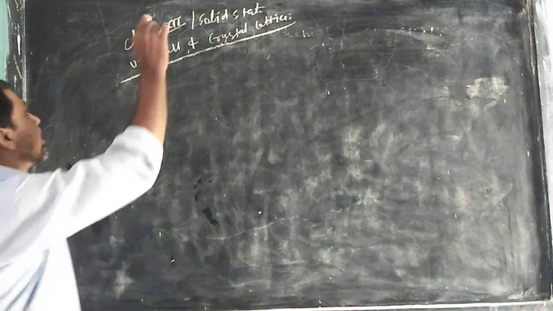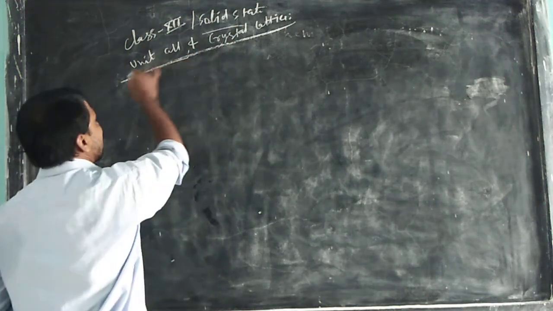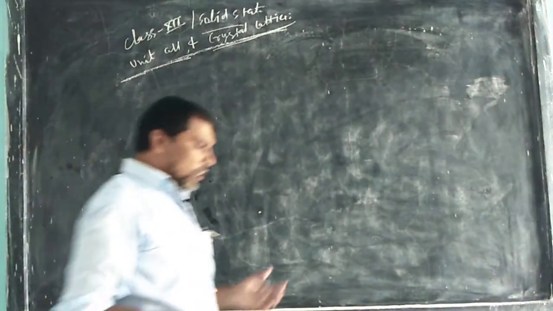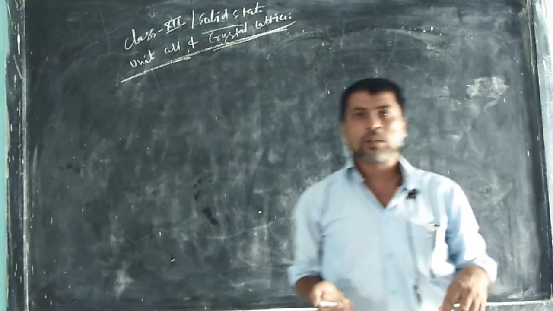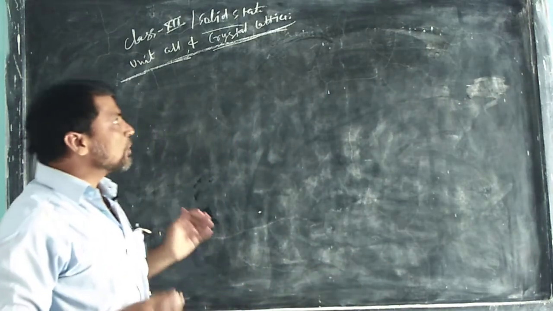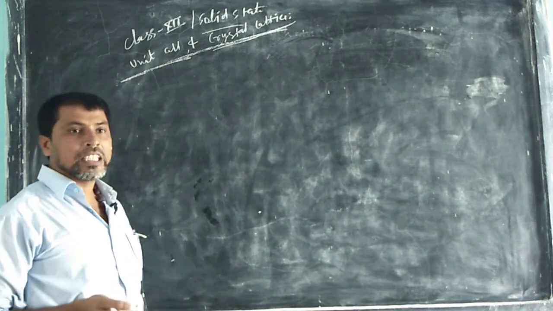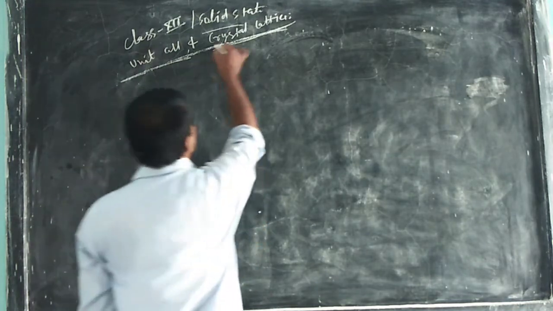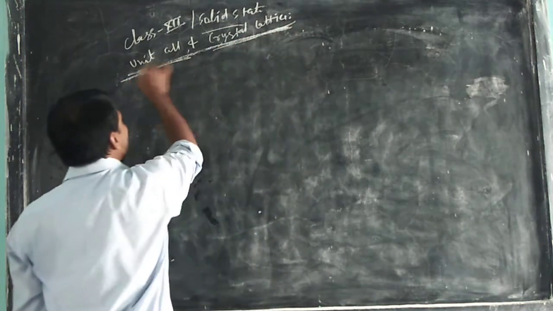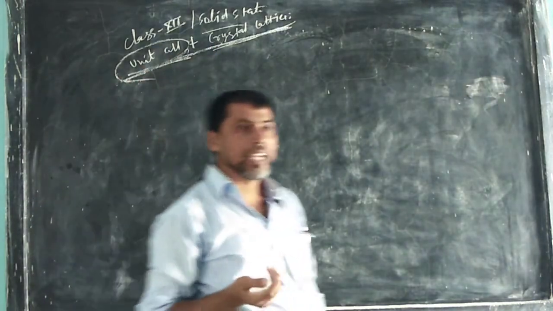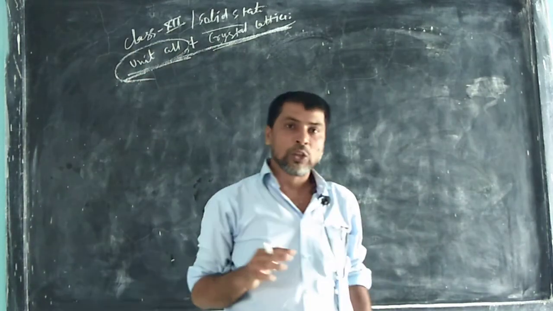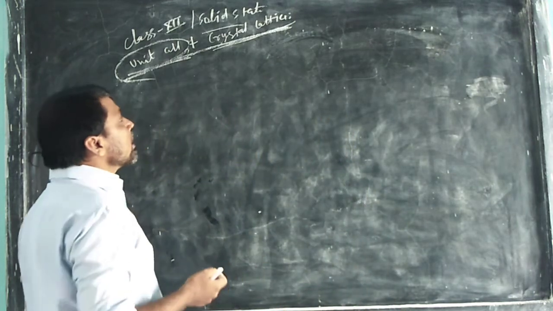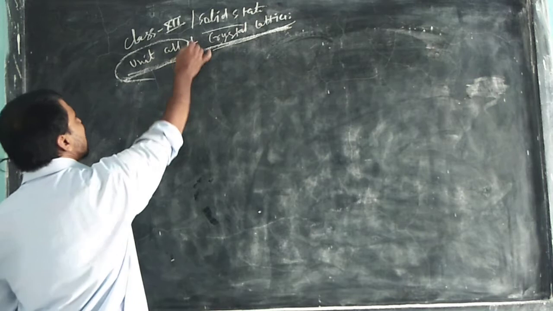Class of the solid state, in which we will discuss the unit cell and crystal lattice. A solid consists of constituent particles which are closely packed in three-dimensional space, which looks like a lattice, so it is known as crystal lattice. The small portion of the crystal lattice which is regularly repeated in such a way that it forms the crystal lattice is known as unit cell.